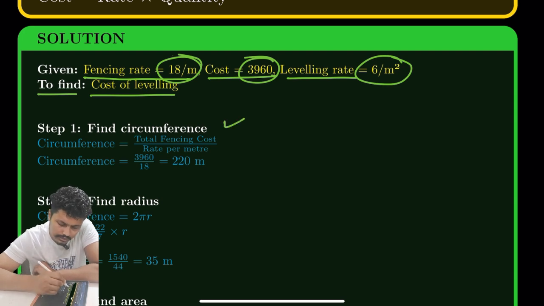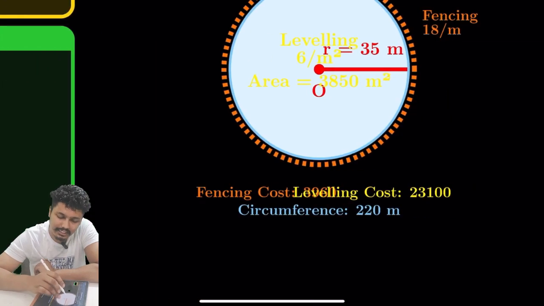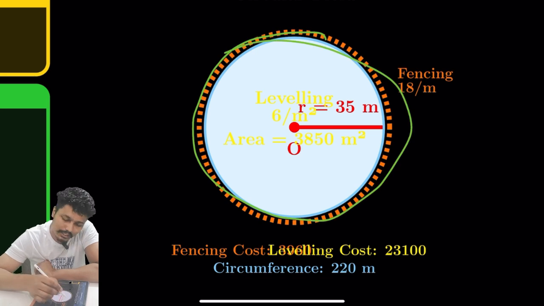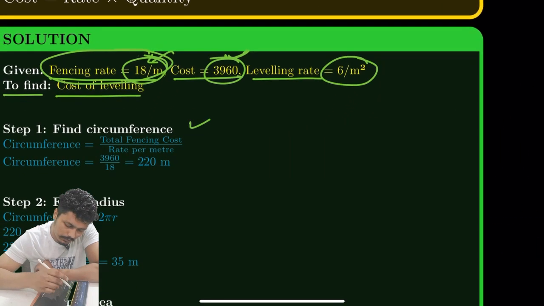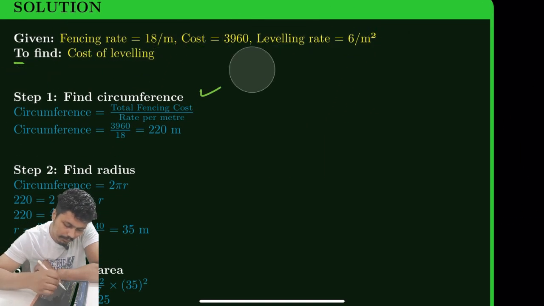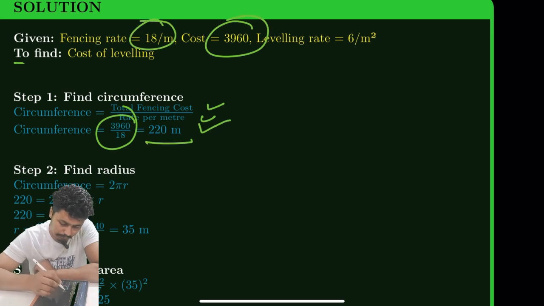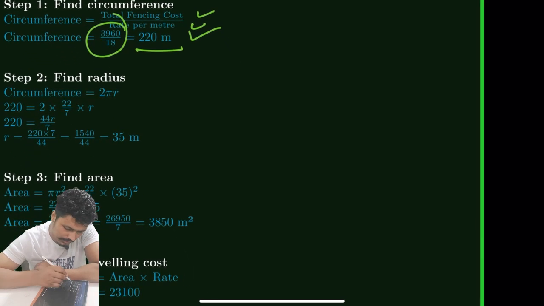Find circumference. How do we know circumference? We know the cost, and this rate is per meter. It is only for fencing, right? You're not taking the area, you're taking only the outer part, so only length is needed. So fencing rate is 18 per meter, cost is this one. So circumference will be total fencing cost divided by rate per meter: 3960 divided by 18, which is 220 meter circumference.